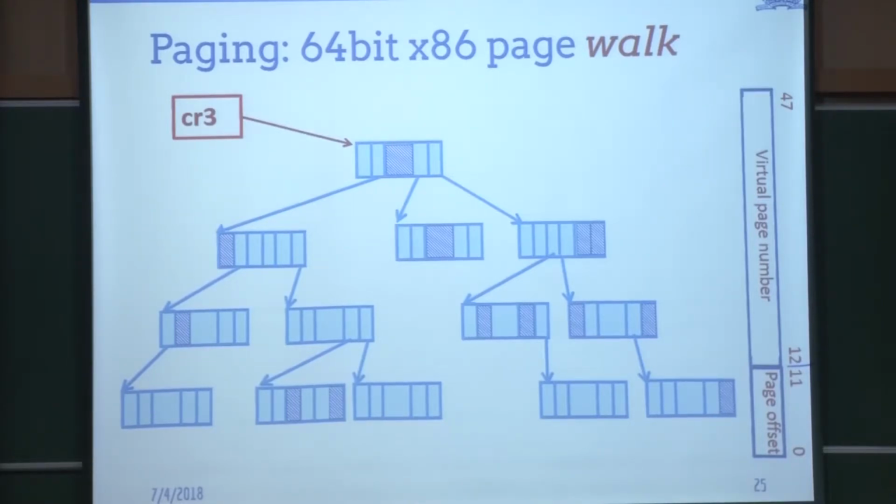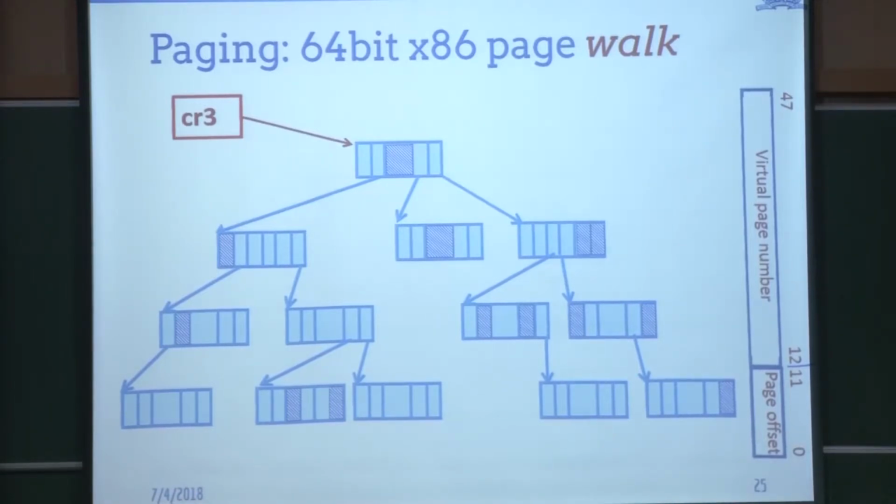Okay, a question for you guys. So the CR3 is actually pointing to the address of the root of the page table. That address should be a virtual address or a physical address? Awesome, you guys are actually getting it. Good. Okay.